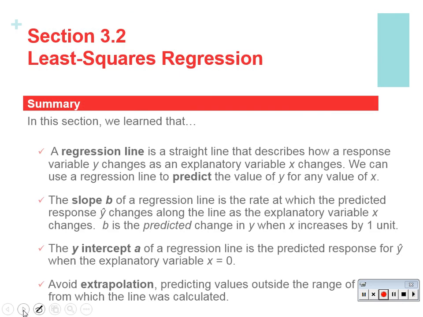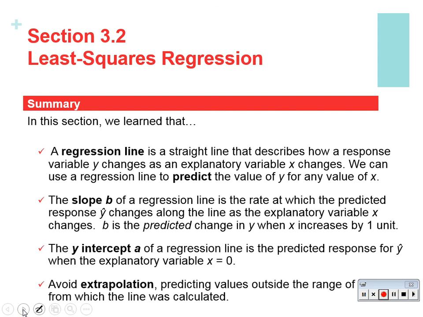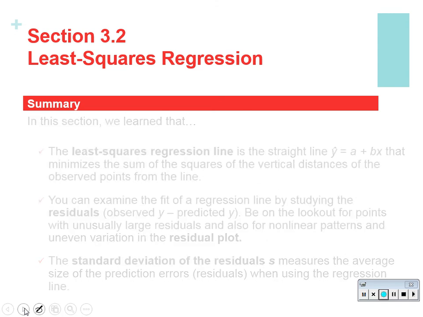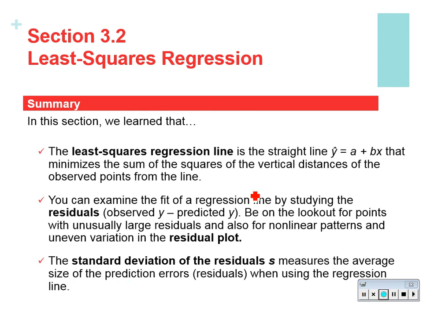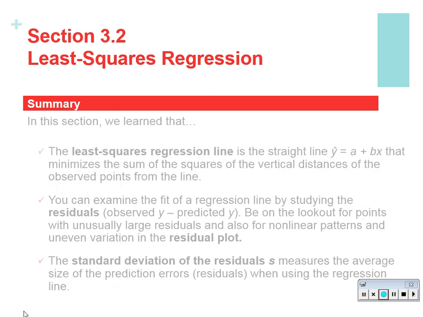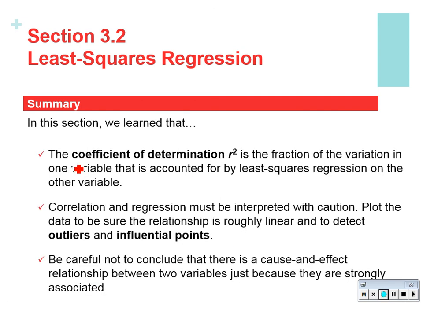So here's just some summary things that go into lines of regression, slope, y-intercept, some different things with extrapolation, as well as some different things with the least squares regression line, some different things involving residuals and the standard deviation of the residuals, with some of the things that we've looked at in this lesson here.